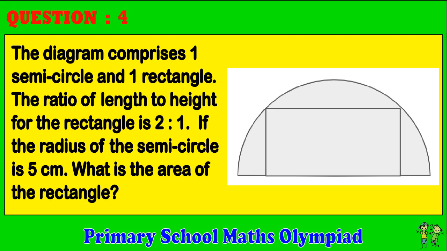Question 4. The diagram comprises one semicircle and one rectangle. The ratio of length to height for the rectangle is 2:1. If the radius of the semicircle is 5 cm, what is the area of the rectangle?